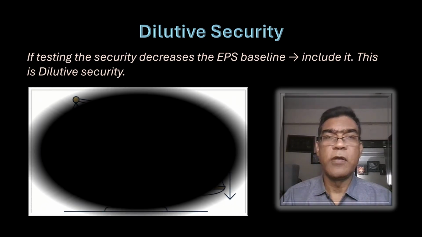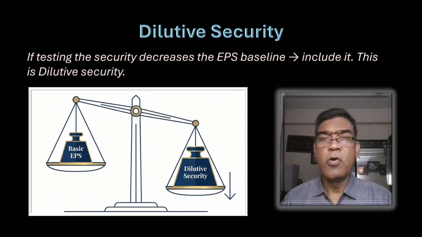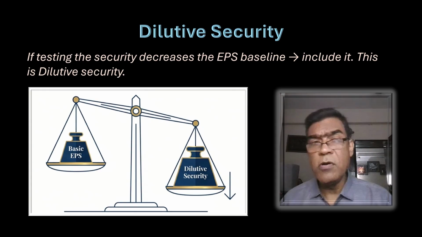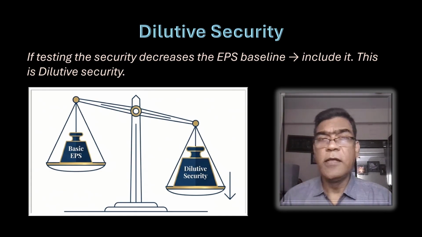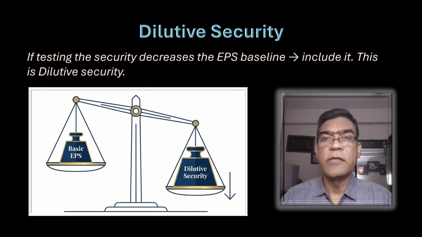Now let's look at this visual. It's about dilutive securities. Think of the basic EPS as our baseline. That's the weight on the left side of the scale. When we test a potential security like options or convertibles, we ask, does adding this security make EPS go down? If the answer is yes, meaning the EPS baseline decreases, then that security is dilutive and we include it in the diluted EPS calculation. Notice how the scale tips downward on the right? That's the visual cue showing dilution. The heavier the dilutive security, the lower the EPS value becomes. So the key takeaway: include only those securities that reduce EPS. They are dilutive. That's the logic behind identifying dilutive securities.